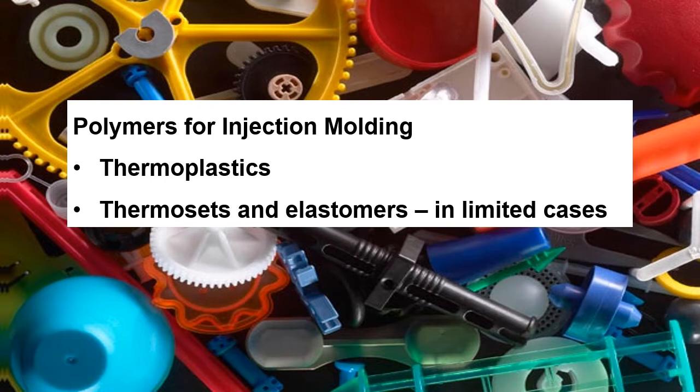Injection molding is the most widely used molding process for thermoplastics. Some thermosets and elastomers are injection molded as well. Modifications in equipment and operating parameters must be made to avoid the premature cross-linking of these materials before injection.